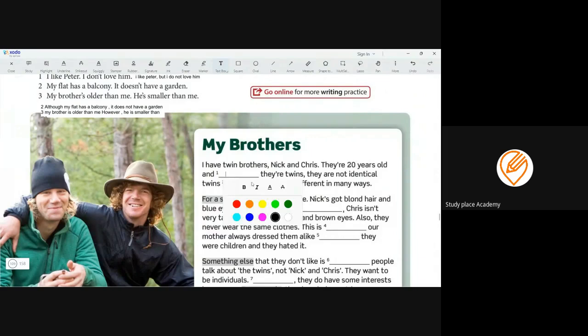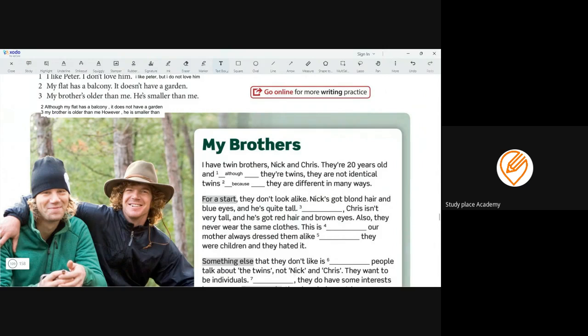So we have a sentence and after there's a comma, so it's although. Although they are twins, they aren't identical twins. They are different in many ways. Why? Because. So here I'm going to put because. For a start, they don't look alike.